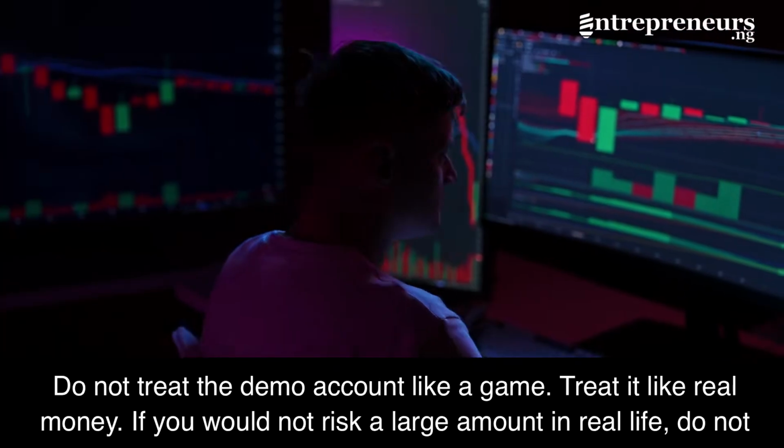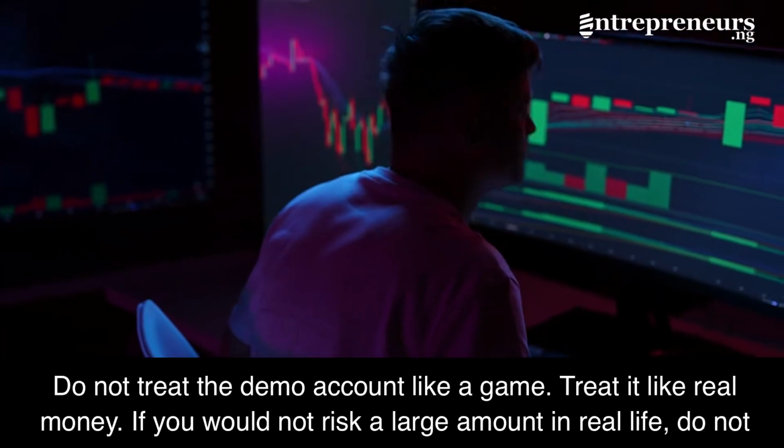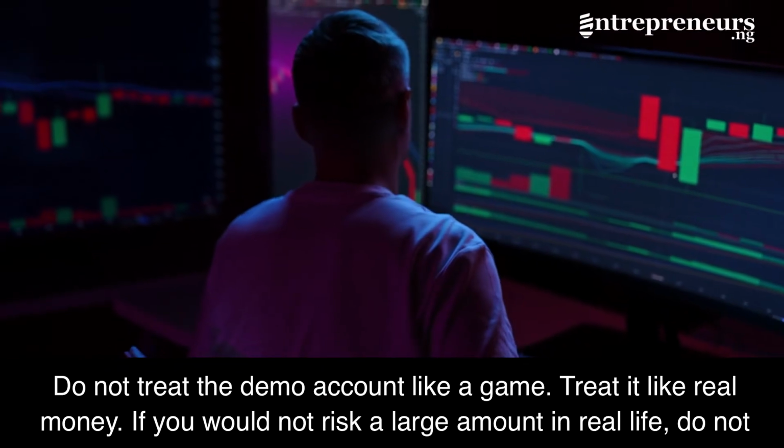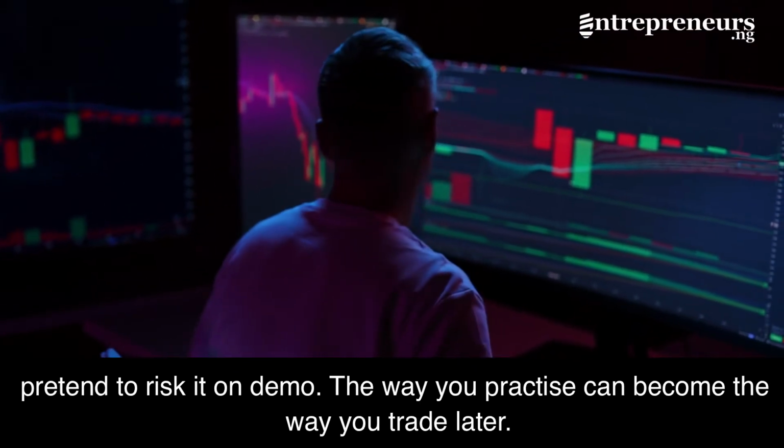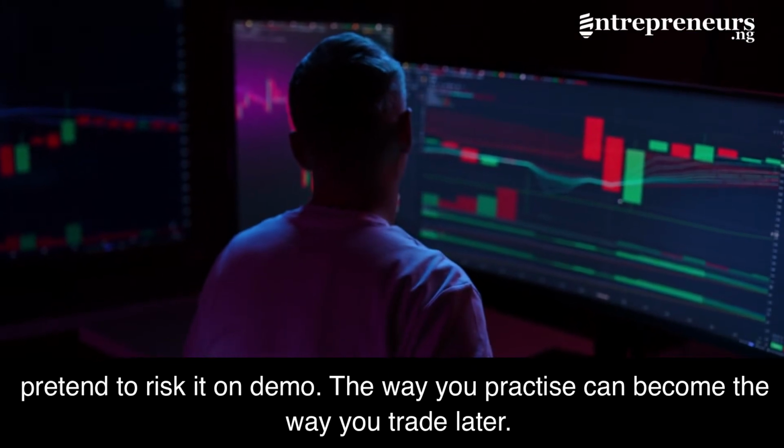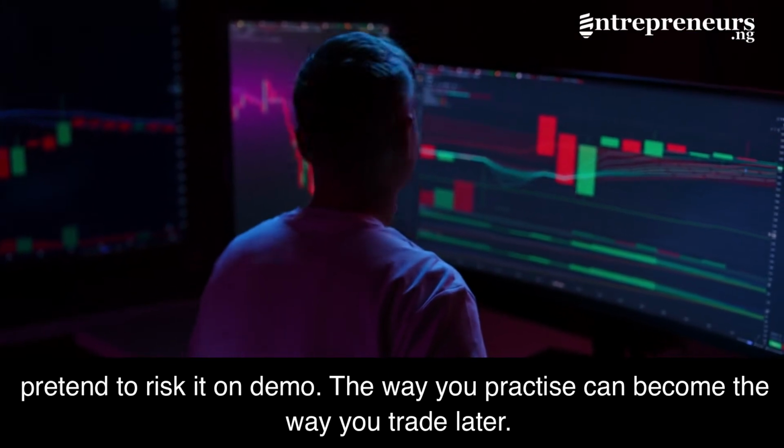Do not treat the demo account like a game. Treat it like real money. If you would not risk a large amount in real life, do not pretend to risk it on demo. The way you practice can become the way you trade later.